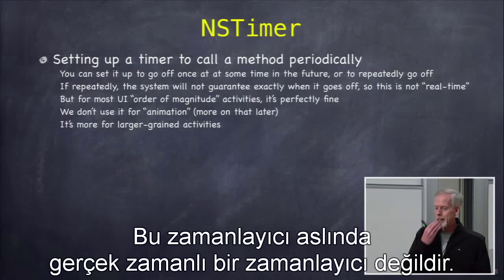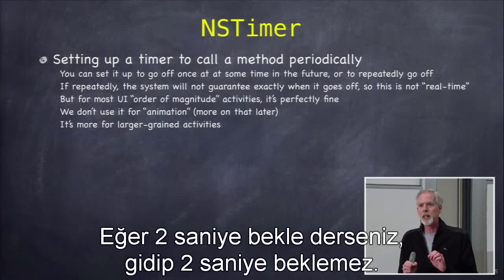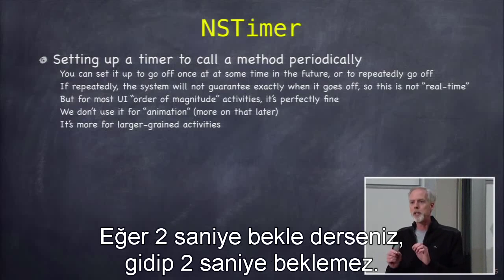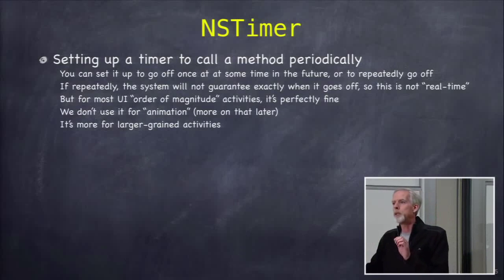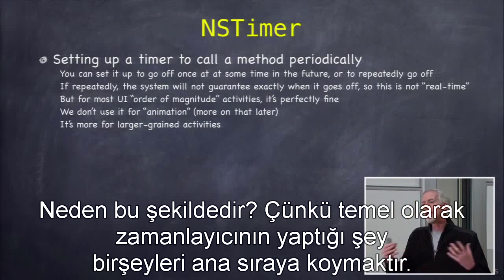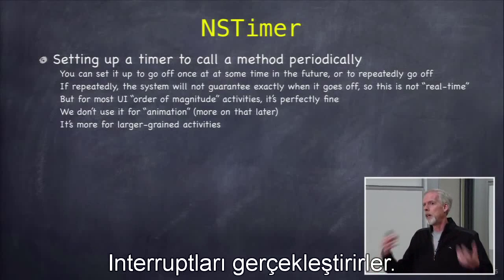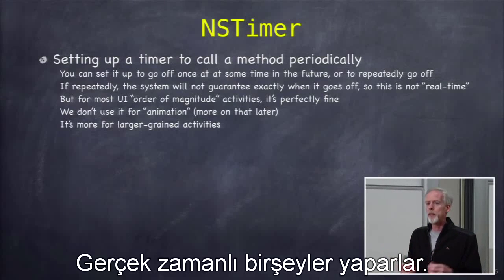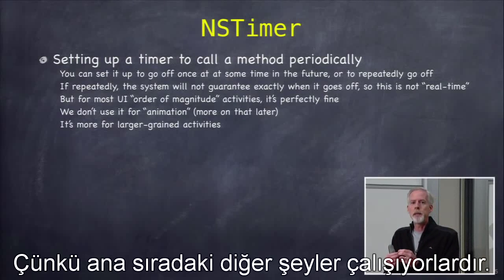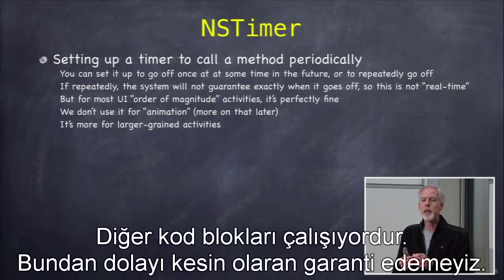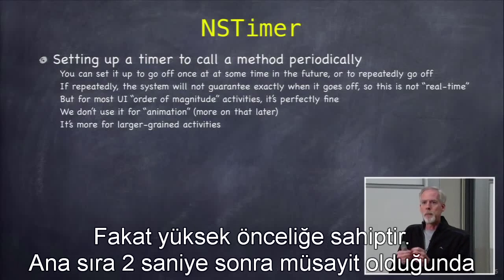And so this timer, it's not really a real-time timer. It's like if you say go off every 2 seconds, it's not going to go off every 2.0000 seconds. And why is that? Because basically it's kind of like it's putting things on the main queue, but not quite the same. The run loop helps process things that are happening, like interrupts or data that becomes available or whatever, and it can't run in real time because other things are on the main queue running, okay? Other blocks of code and stuff. So it can't quite guarantee it, but it has a high priority.